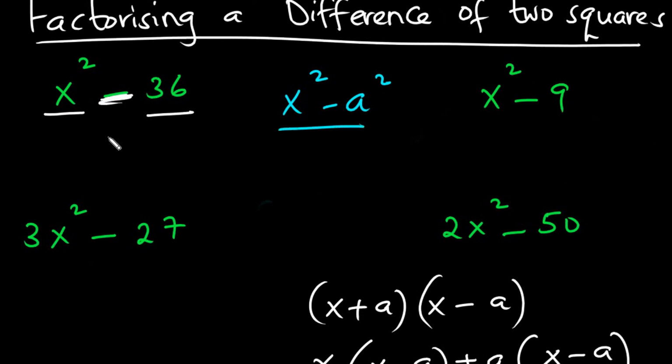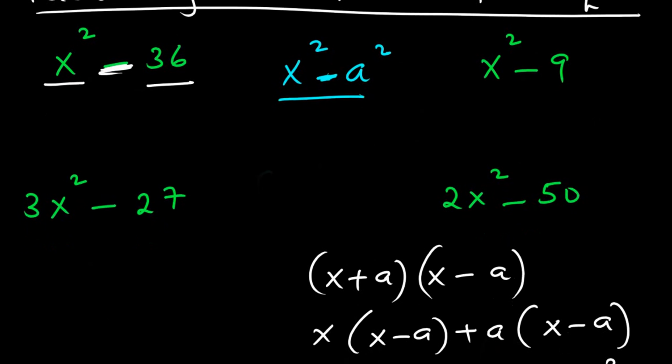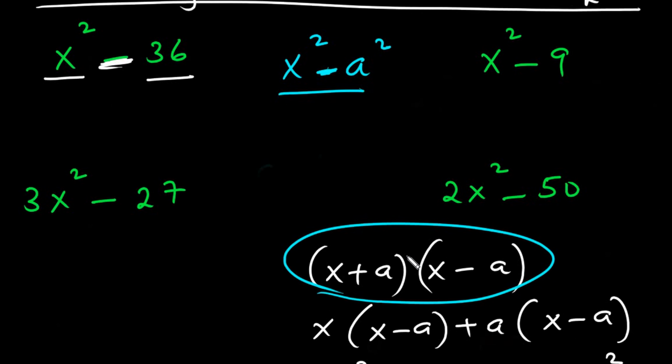You can see that this one resembles all these. This is a square and this is a square, and then we are having a difference. When we expand these, we are supposed to get this. That means that if we factor x squared minus a squared, we are supposed to get x plus a and then x minus a. x is the square root of x squared and a is the square root of a squared. So let's apply that knowledge to work out these examples.